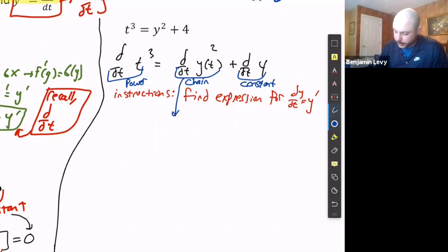What are the details of the chain rule, while you guys work on that, in case anyone's still confused about that? So that's a chain rule with the outside function being x squared and the inside function being y.